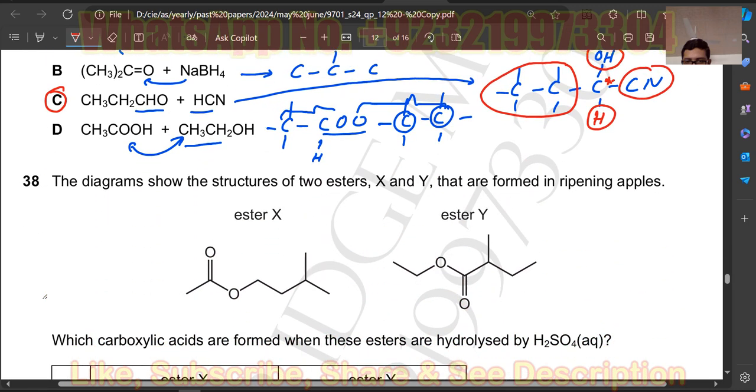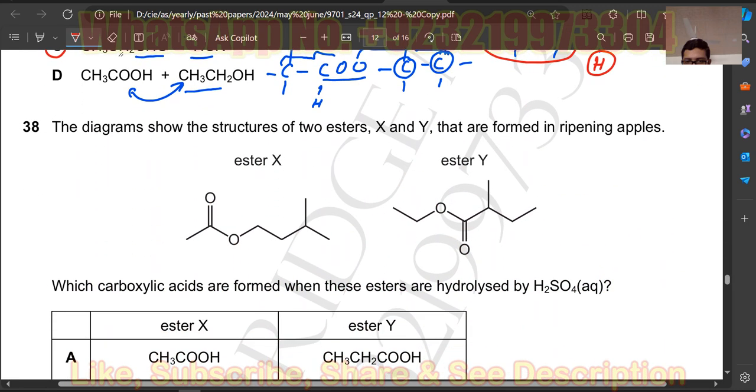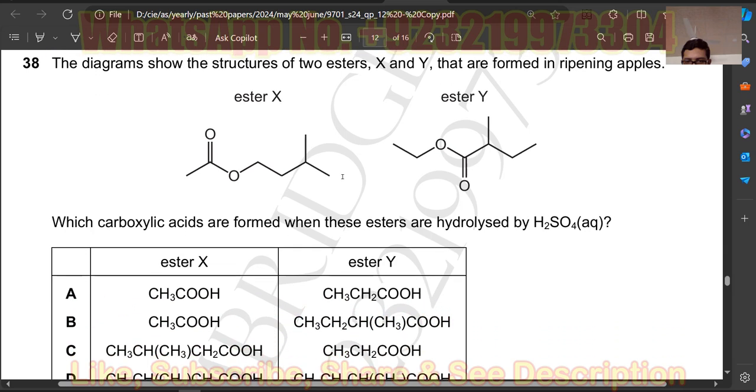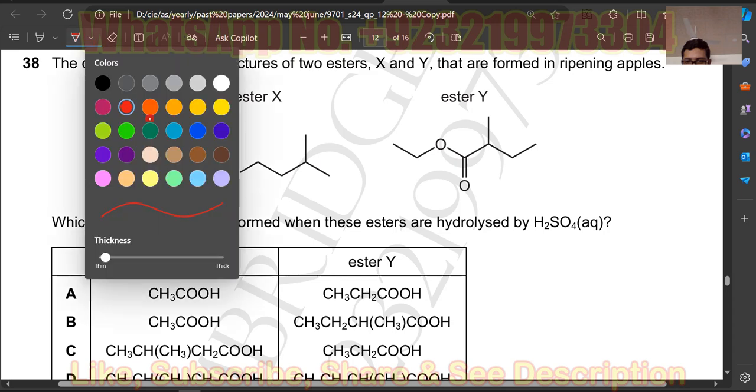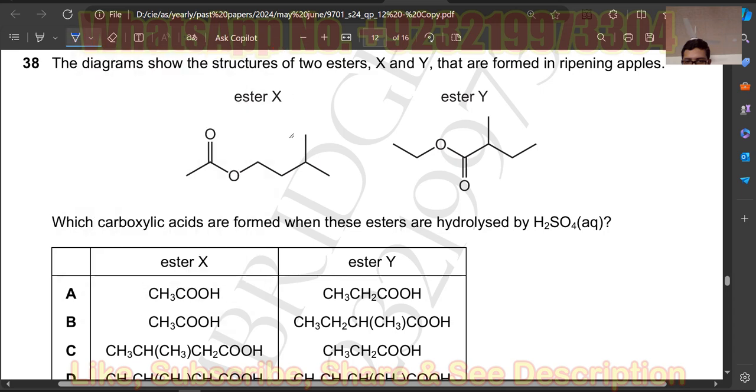Now question number 38. The diagram shows the structure of two esters X and Y that are formed in ripening apples. We have these two ester structures. Which carboxylic acids are formed when these esters are hydrolyzed by sulfuric acid? Okay, so we need to find the products which are obtained as a result of the hydrolysis of these esters.